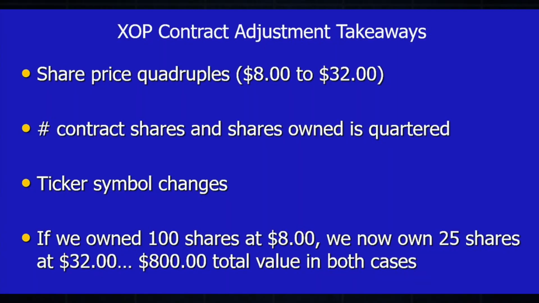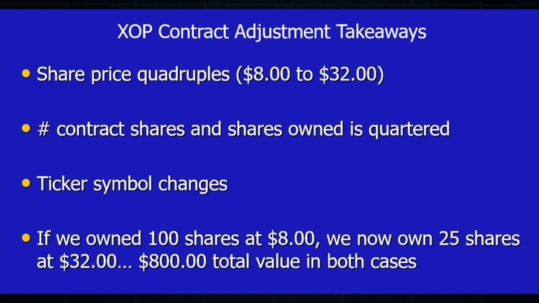All right, so what are the takeaways from that last screenshot? Well, we know that the share price quadrupled. So it went from about $8 to $32. The number of contracts and shares owned is quartered. So the price and the number of contracts are changed by the same factor. One is increased by that factor and one is decreased by that factor. Ticker symbols will change, reflecting the fact that there was a corporate event.